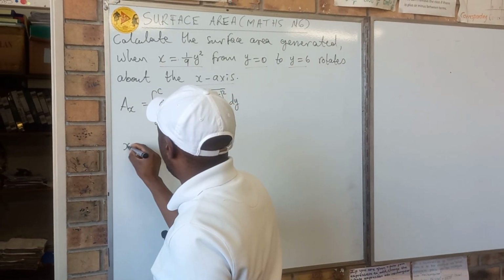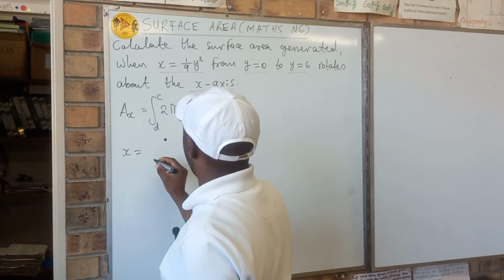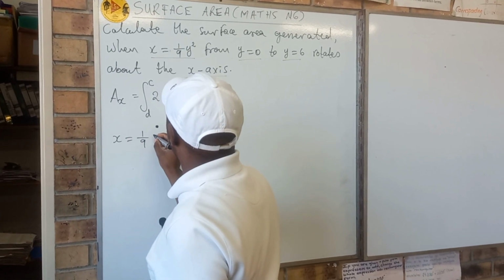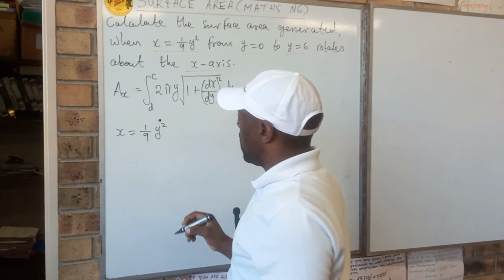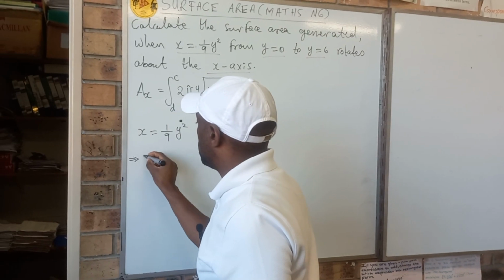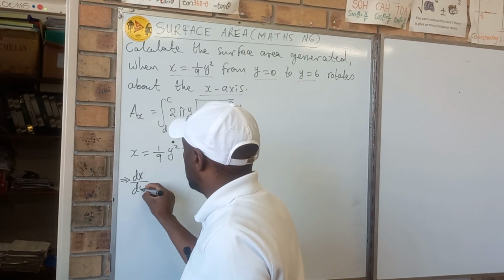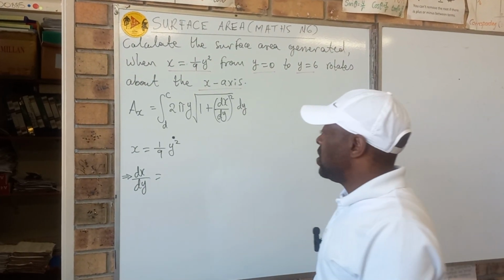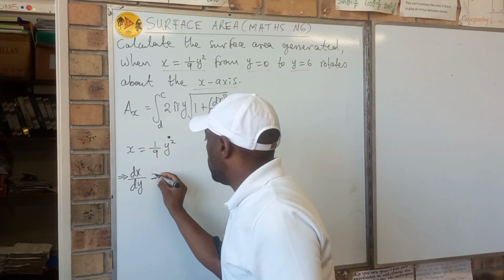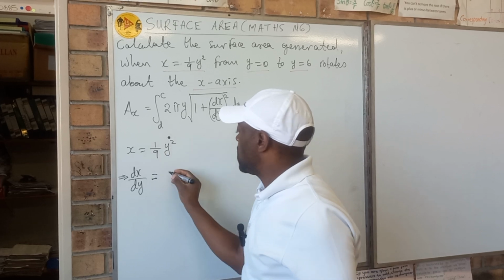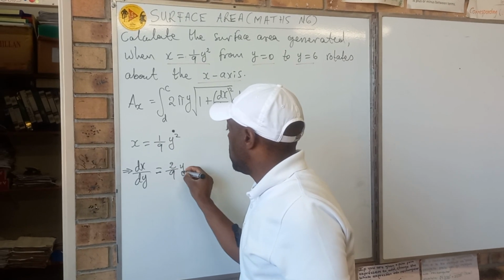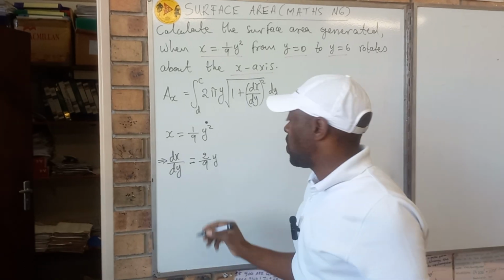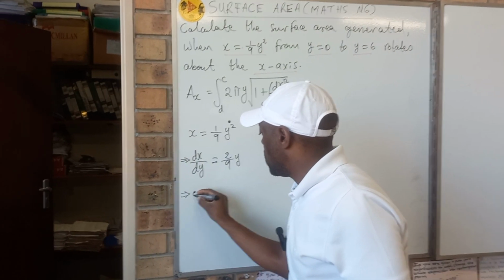In this situation, we are very lucky that we are looking for dx/dy, and the equation already makes x the subject for us. So we differentiate x with respect to y. Because we've made x the subject already, we don't even need the implicit differentiation that we have been using in N5. If I differentiate that, I'll get 2 over 9 y. So I'm done with that part of the formula. The next thing is to square it, so I'll go on and do that.